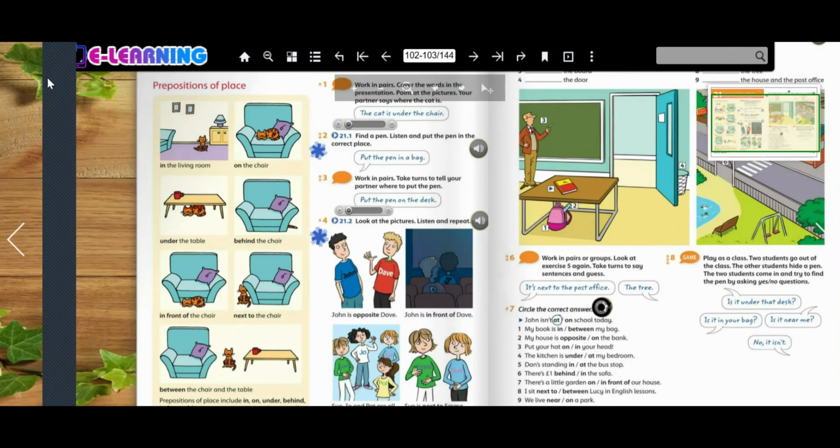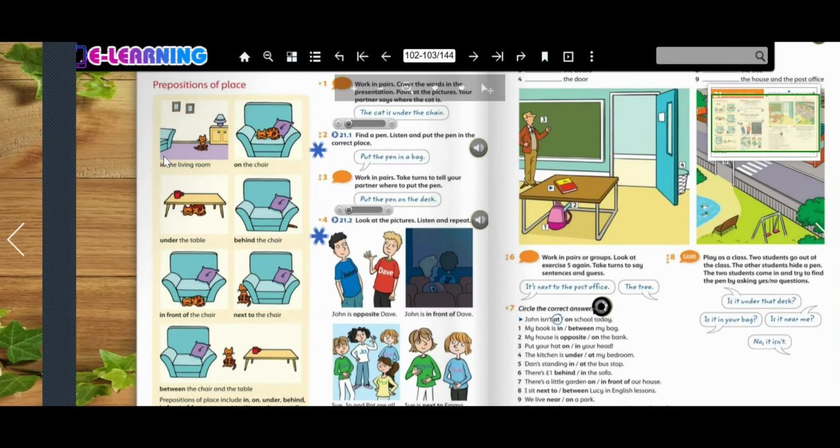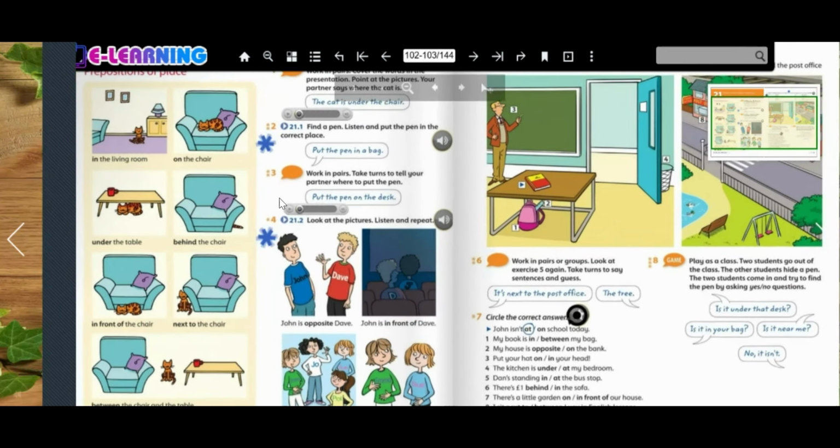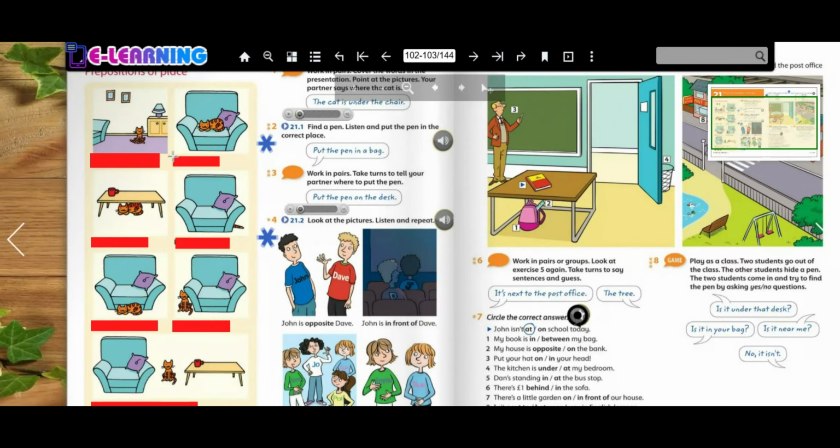So there are some examples here. Now I will cover all of them and you close your book, look at the pictures and tell me where's the cat. Okay? All right. So please answer my question. This picture, where is the cat?